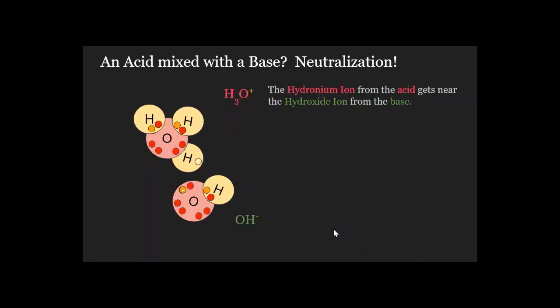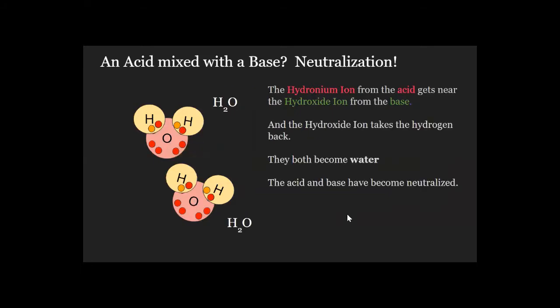Let's do that one more time. Here's the acid and the base. The base takes the extra hydrogen from the acid, and we end up with two water molecules. Instead of an acid and base molecules, we end up with two water molecules, and it has been neutralized. We can turn something acidic neutral if we add enough base.